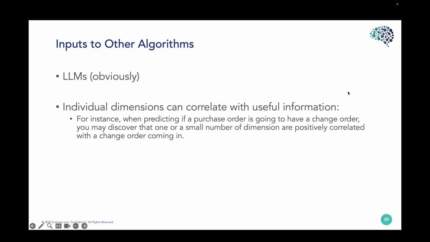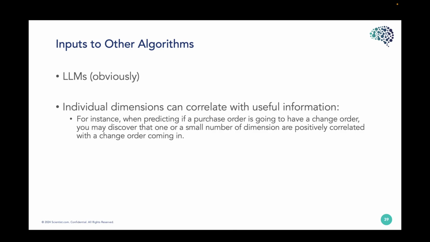So one thing that we've been investigating is, we're a marketplace. We have purchase orders that go back and forth between suppliers and customers. People are always interested in whether or not a purchase order is likely to result in a change order. So we can use machine learning to look at the metadata around these purchase orders and try to predict whether a change order is coming.